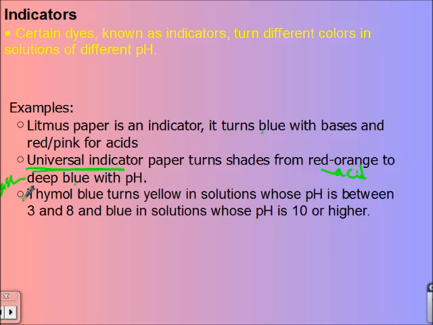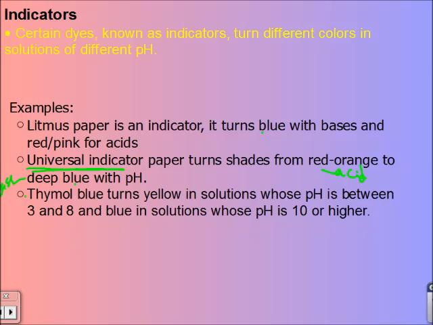Methyl red, which we saw before, turns from a kind of pinkish red to a yellowish color depending on the pH. So we're going to use these in lab with our neutralizations, with our titrations, to help us find out when the pH changes.